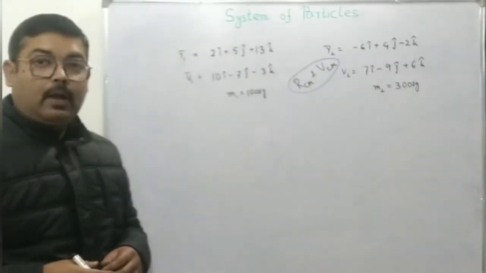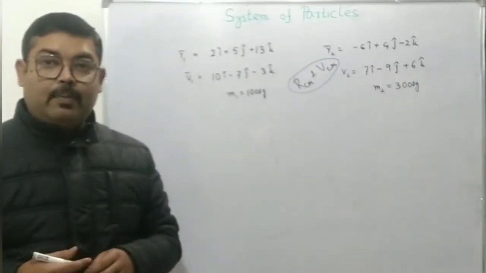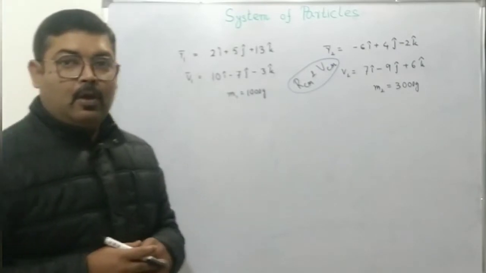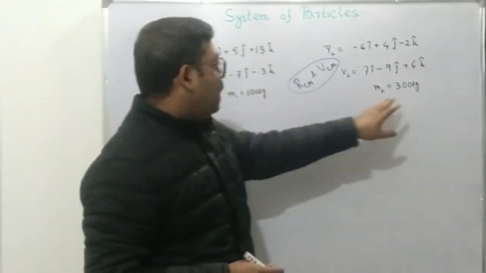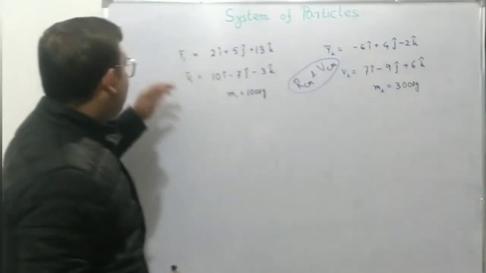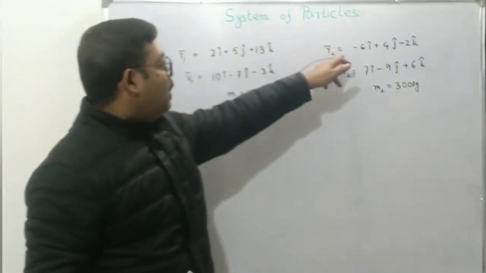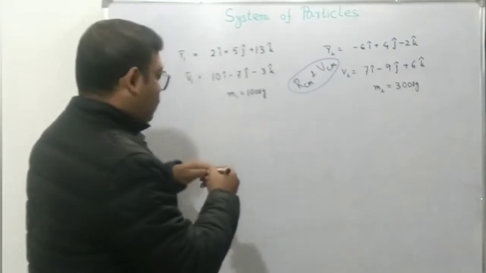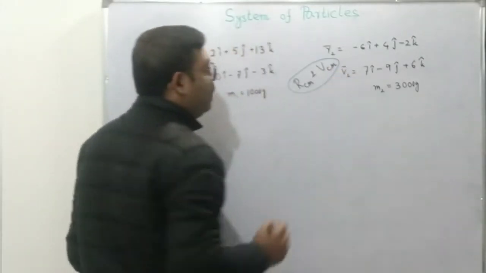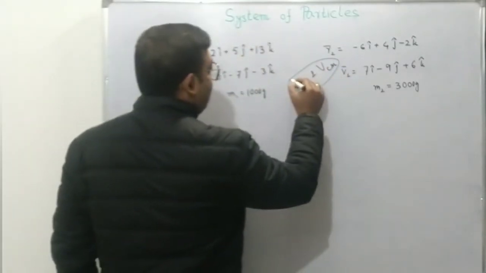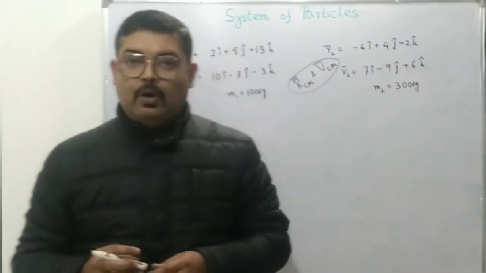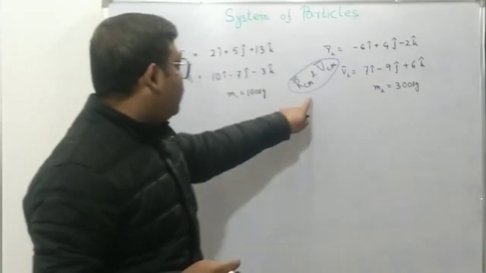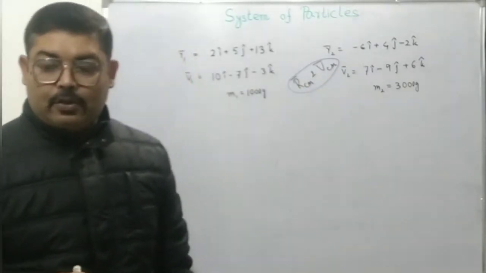Let's move on and try to find the center of masses of certain systems. First one is a very simple example. You have been given two masses, 1000 gram and 3000 gram, and their position vectors have been given, and also their velocity vectors have been given, and you are supposed to find the Rcm and Vcm, that is the position or location of the center of mass and the velocity of the center of mass.